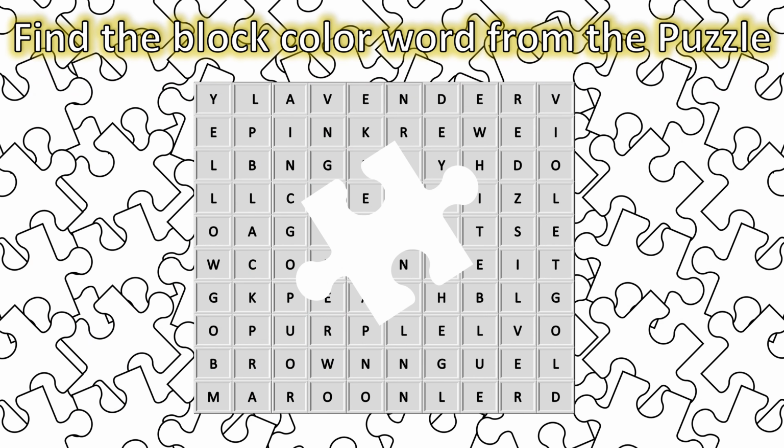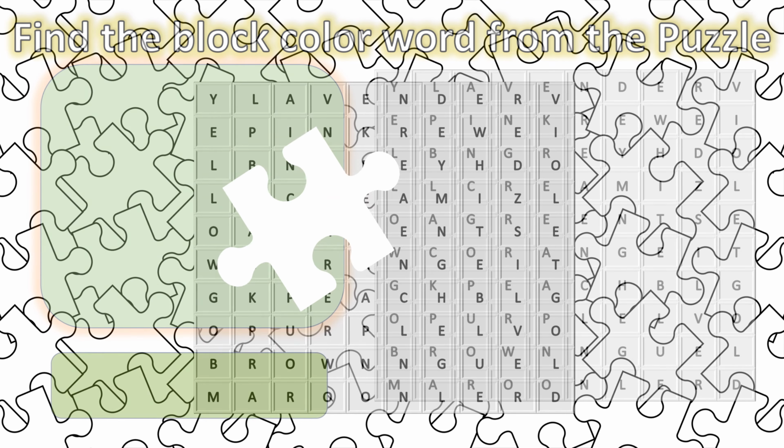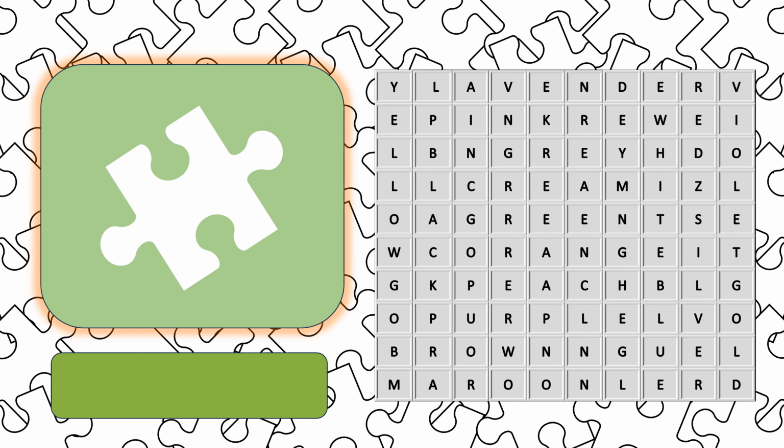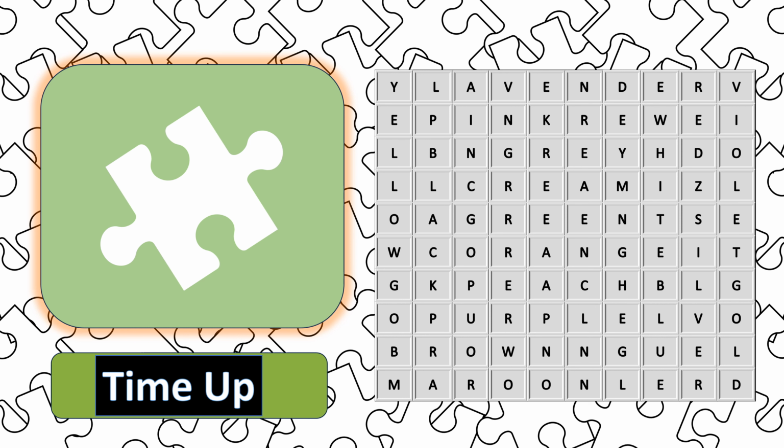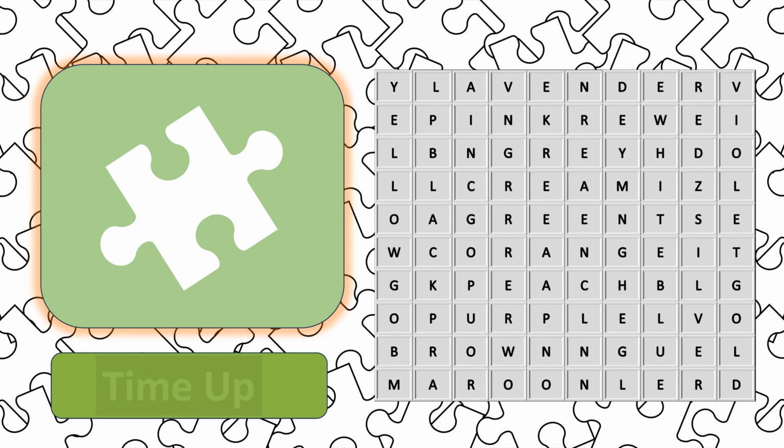Find the black color word name from the puzzle in 10 seconds. 10, 9, 8, 7, 6, 5, 4, 3, 2, 1. Time up. W, H, I, T, E, white.